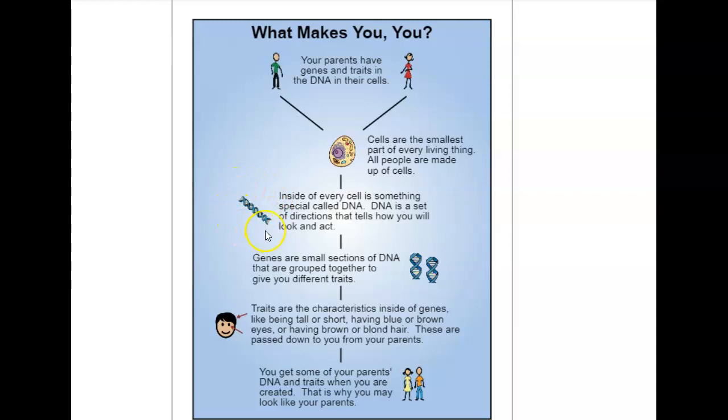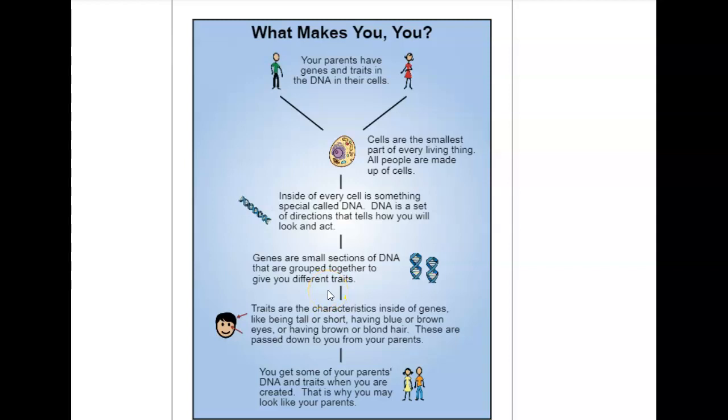Here's a picture of DNA. So inside of every cell is something special called DNA. DNA is a set of directions that tells how you will look and act. Okay, here's some pictures of genes. Genes are small sections of DNA that are grouped together to give you different traits. Okay, so genes are part of DNA, and our DNA is stored in our cells.